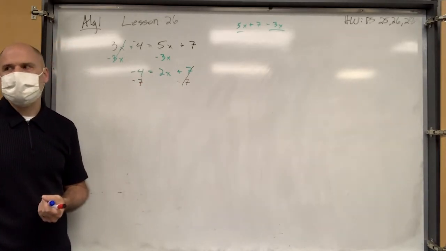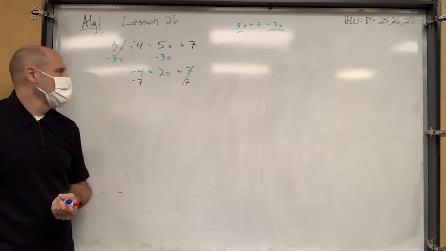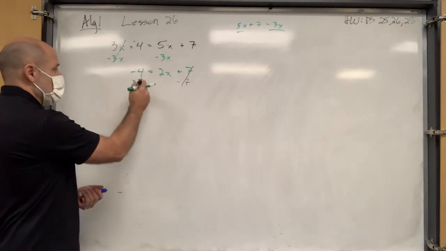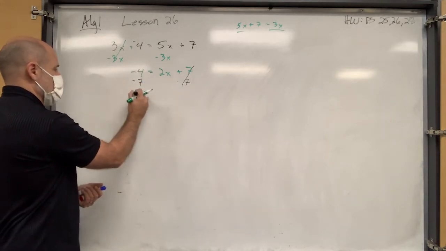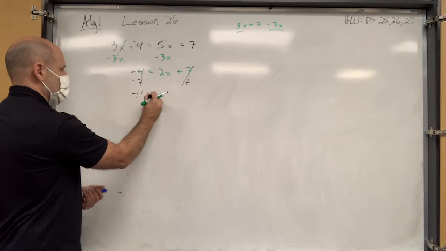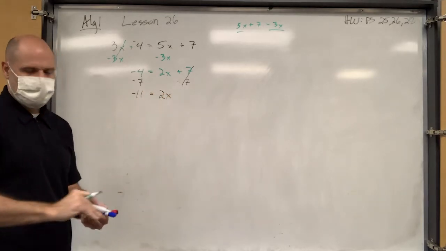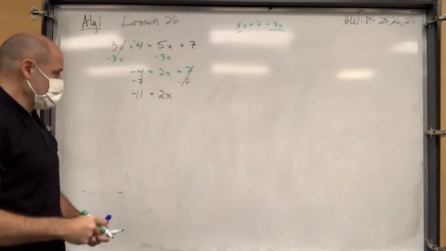What's negative 4 minus 7? Negative 11. Negative 11, right? If it helps, you can chicken scratch. -4 plus -7 is -11. Now what? Divide by 2.